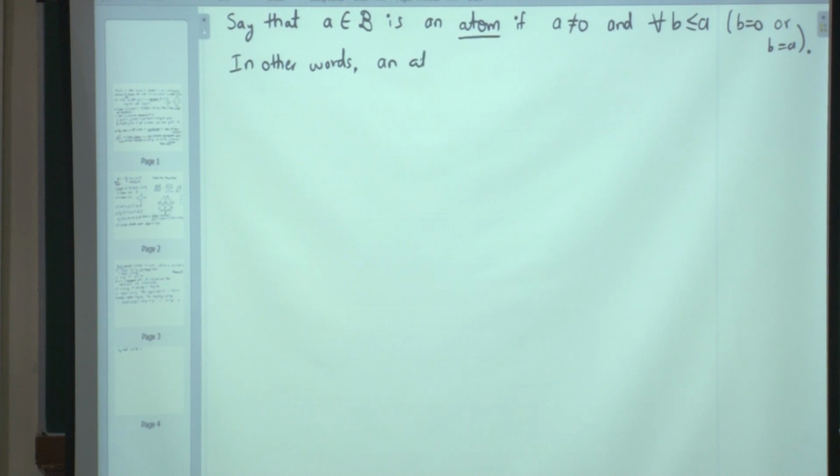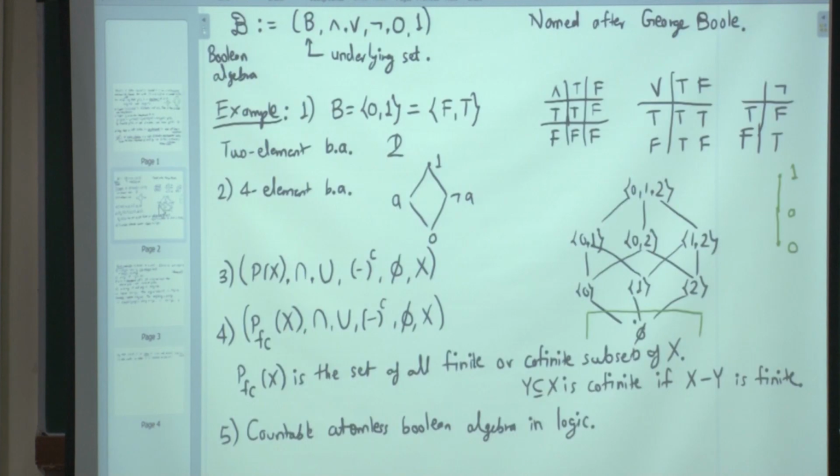An atom is a minimal non-zero element. What is an atom in the two element Boolean algebra? 0, 1? 1 is the atom. Okay. Then in this example, A and negation A are atoms. In this example, singleton 0, singleton 1, singleton 2 are atoms.